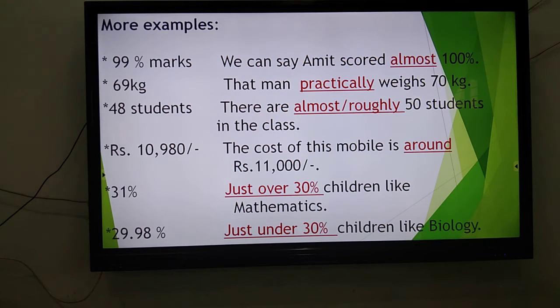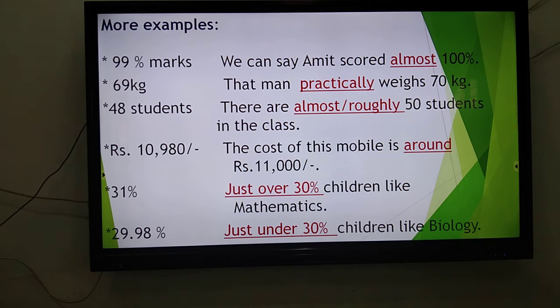Or if we have to speak about money, 10,980 rupees, then it would be a very, very long sentence. So we can write, the cost of this mobile is around rupees 11,000. Now why did we write 11,000? Because we are only 20 rupees short of 11,000. We cannot write 10,000, otherwise we are 980 rupees short of 11,000.